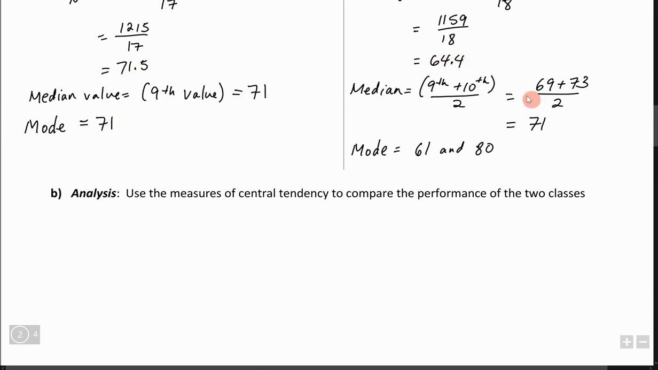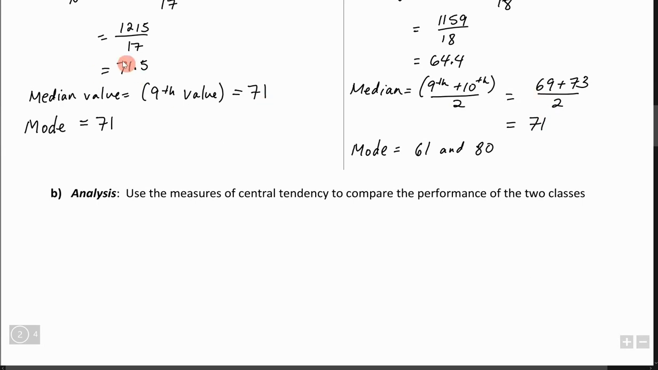Class B, the values are a little bit different: 64, 71, 61, and 80. So when you compare those average values, they are a little bit more volatile. Here in class A, they're a little bit more consistent. So there's probably less variability. Most of the marks are around these values. Whereas over here in class B, chances are the marks are all over the place.